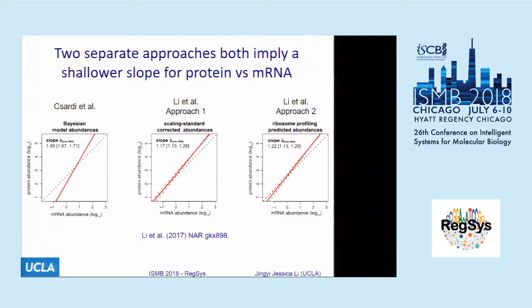We also want to make a note that our estimated slope between protein and mRNA is lower than the one in the Carsati et al. paper. The main reason is that they use the major axis regression instead of the least squares regression, and we have argued that this is not a good choice in our paper.